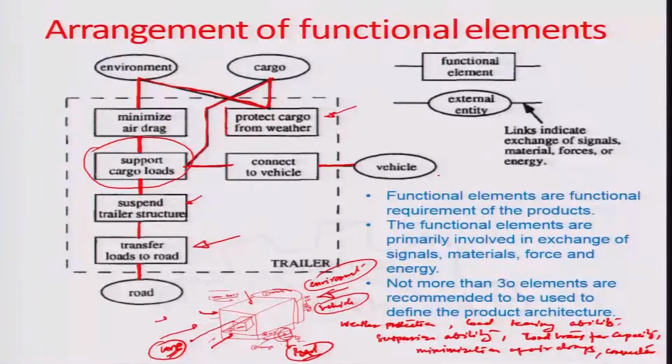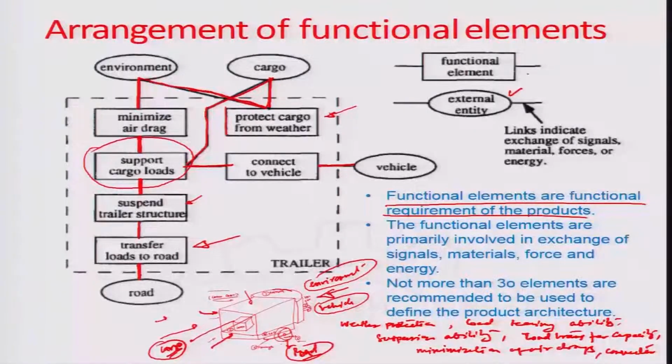So, this is how you are basically splitting up into functional elements and external entities, and with a signal flow diagram trying to ensure that the functional proximity is specially located in a manner, so that you can define the subsystem level information of components which go into the final design of the trolley. Okay. So, obviously, the functional elements are functional requirements of the product. This I think I have already indicated.